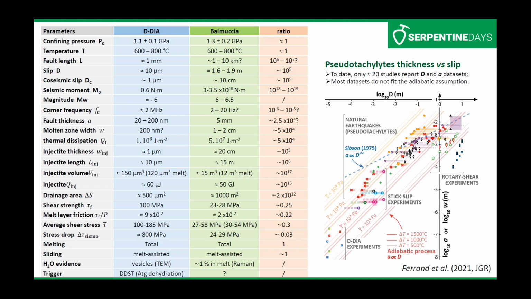So it motivated me to find data about displacement and fault thickness, pseudotachylite thickness in the literature. And so this is all what I found. So you have the natural examples, you have the D-DIA experiments, the Griggs experiments, the rotary shear experiments. You can find it in the 2021 GGR paper.